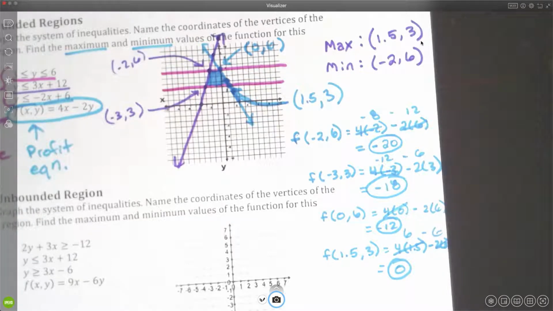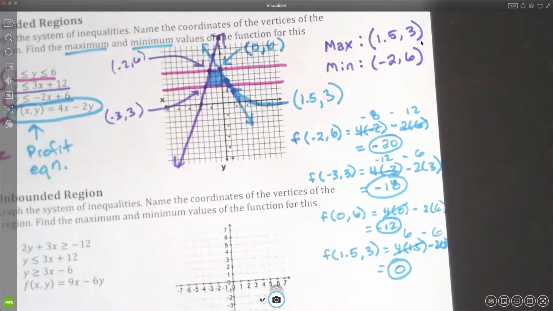I want maximum profit. If this is my cost, so maybe this isn't a profit equation, but this is my cost equation, do I want to maximize cost or do I want to minimize cost? Minimize, because that's what I'm spending, and I don't want to spend that much, right? So if it's a story problem, I want to minimize cost and maximize profit, right? So I look at the vertices, plug them in, and find the minimum one, right? All right? Good?